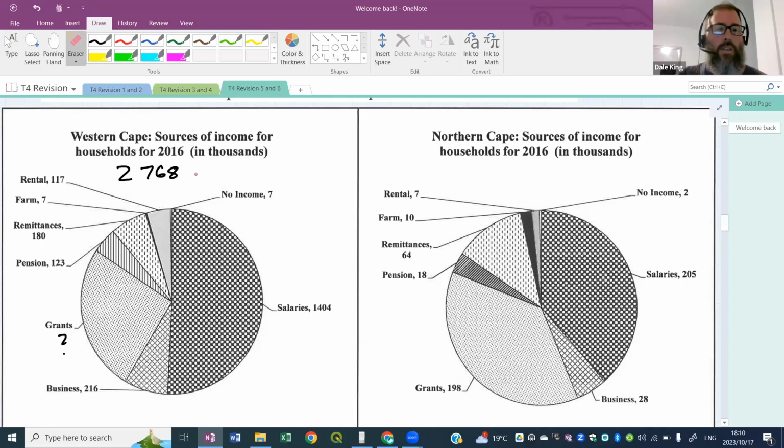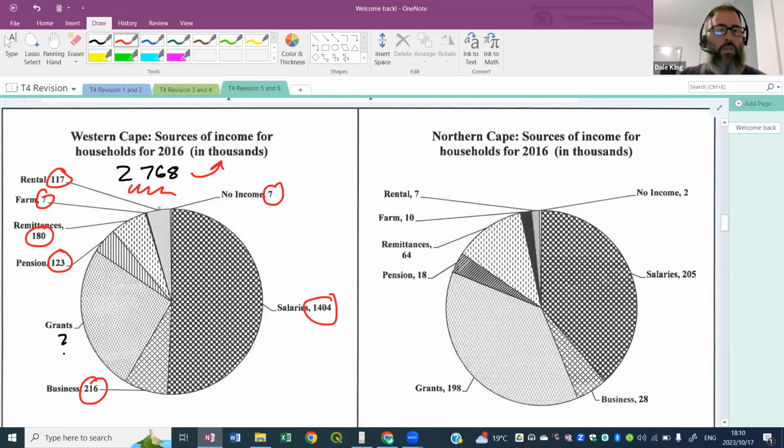All right. So 2,768 in thousands is 2.768 million. All right. So this number 2768 makes more sense now, because if I look at all these numbers on the graph, all of these, right, should add up to this total here, which it does now.